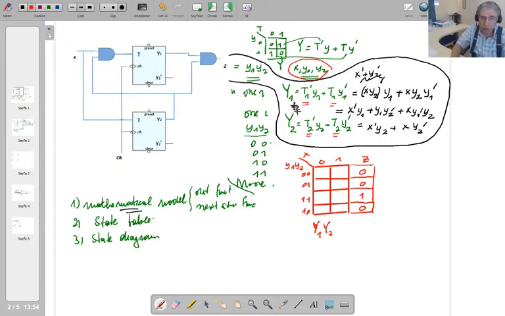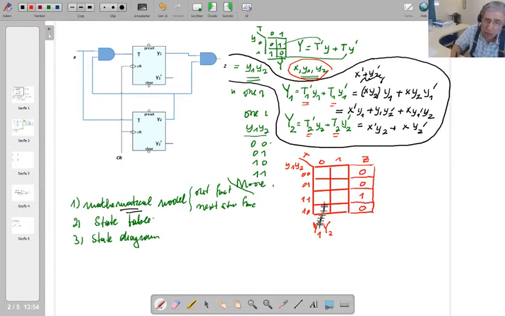Inside, I'm going to write y1 and y2 functions. So if it were a Mealy machine, I was going to write y1, y2 and put a comma. After that, write the z output function next to it, not as a separate column like this. That's the difference. When you come to the Mealy machine, you're going to observe that.